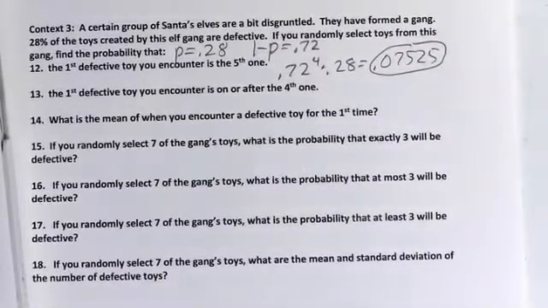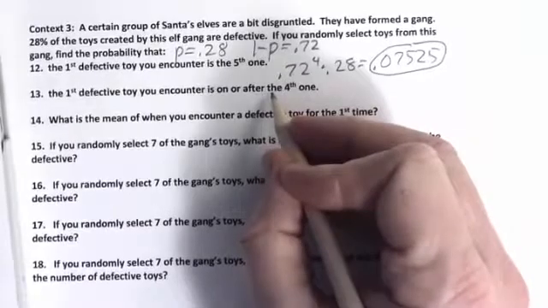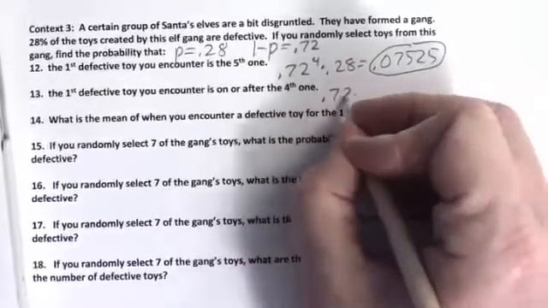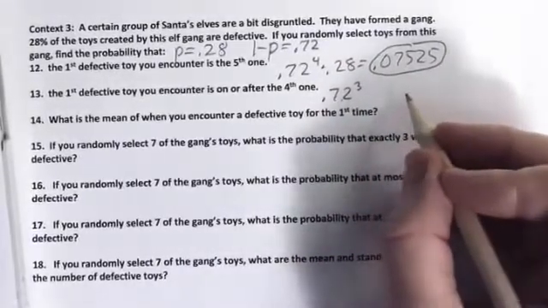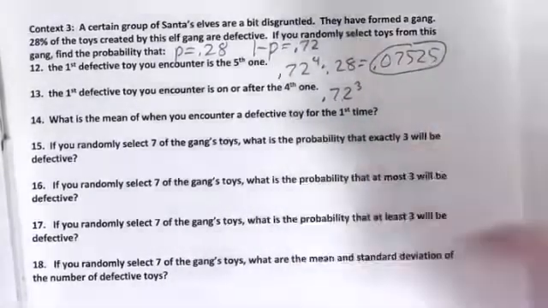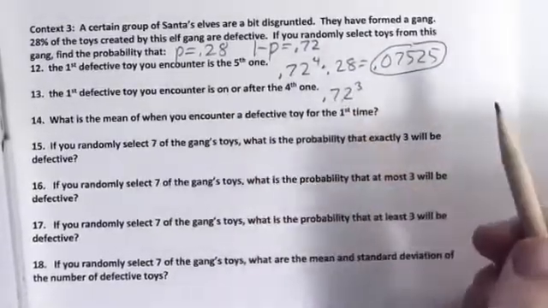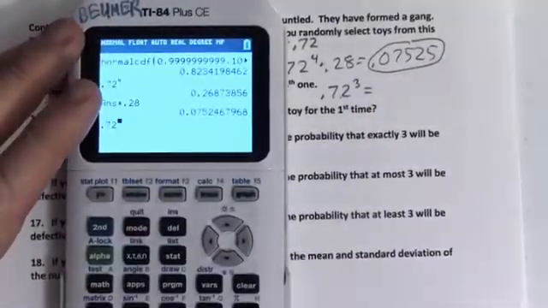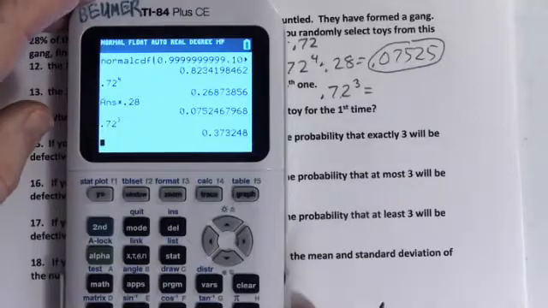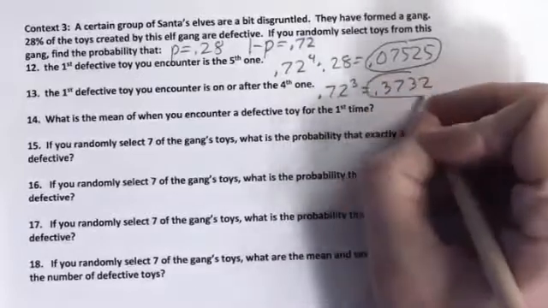So what's the probability the first defective toy is on or after the fourth one? Well, if it's on or after the fourth one, we know the first 3 had to be failures. Okay, so we know 0.72 to the third power. We know the first 3 were failures. We don't know when our success was. It could have been the 4th, the 5th, the 6th, the 7th, and so forth. So the probability on or after the 4th is just 3 failures. It's just that. So we'll go 0.72 to the power 3. And so that is 0.3732 approximately. That's all there is to that.